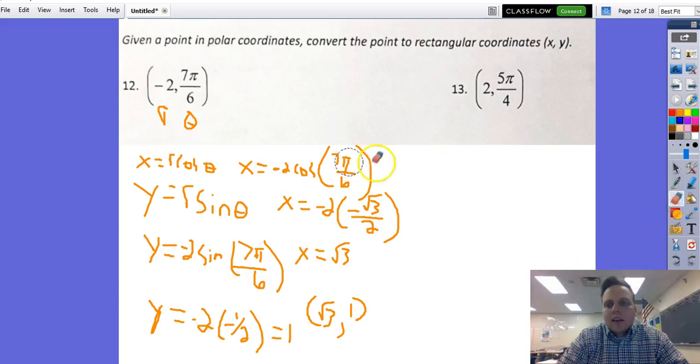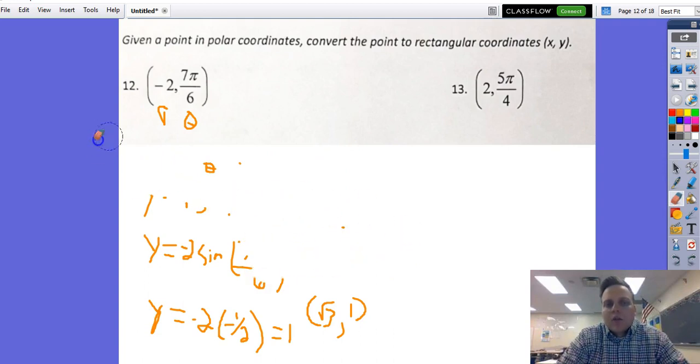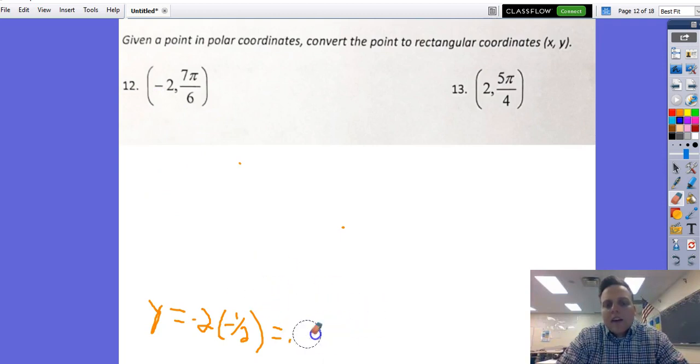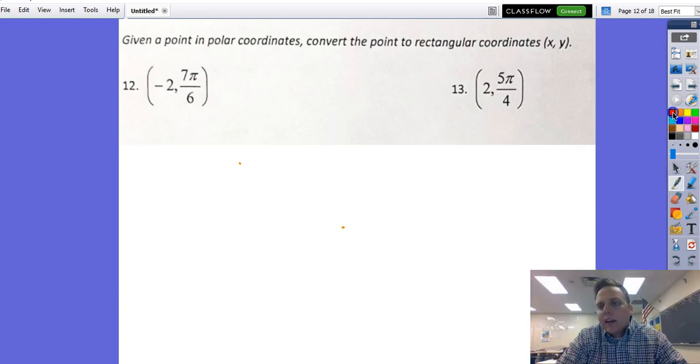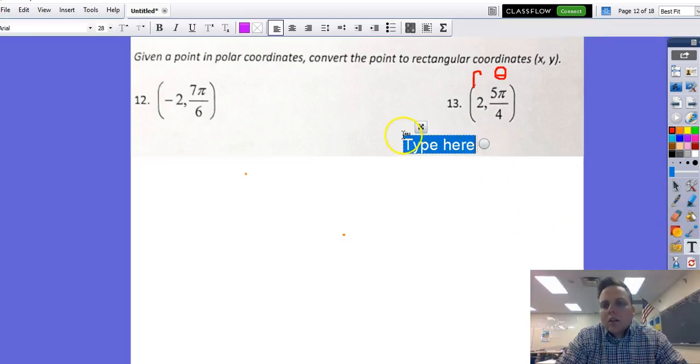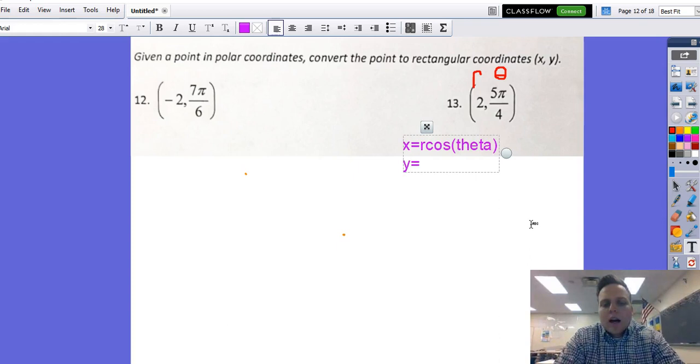Let's do number 13. I'm going to erase this because I need a little bit more space. Number 13 gives me the polar point 2, 5 pi over 4. We're going to do it the exact same way. Once again, this is your r and this is your theta, and we can find x by saying r times cosine of theta, and y by saying r sine of theta.